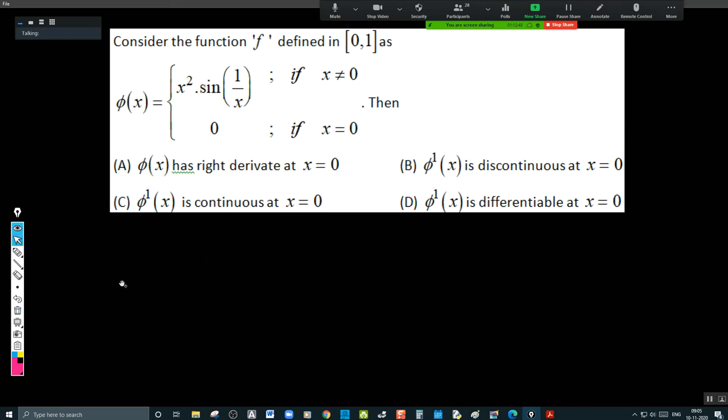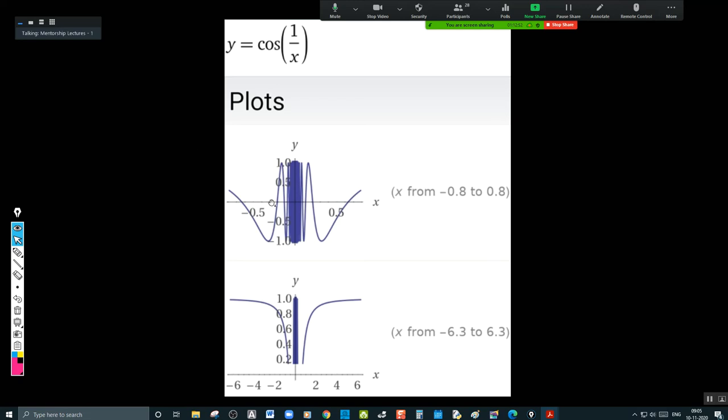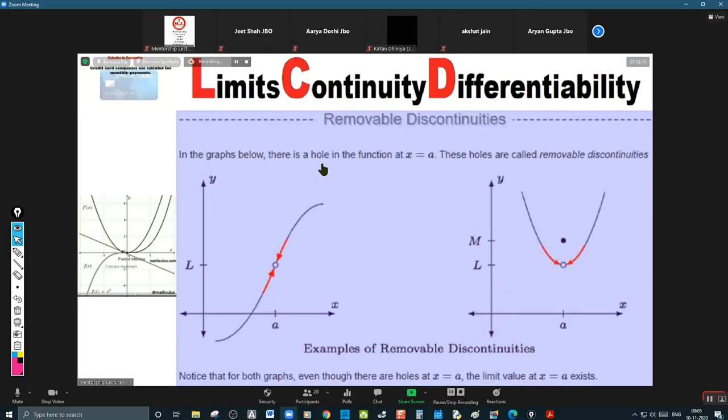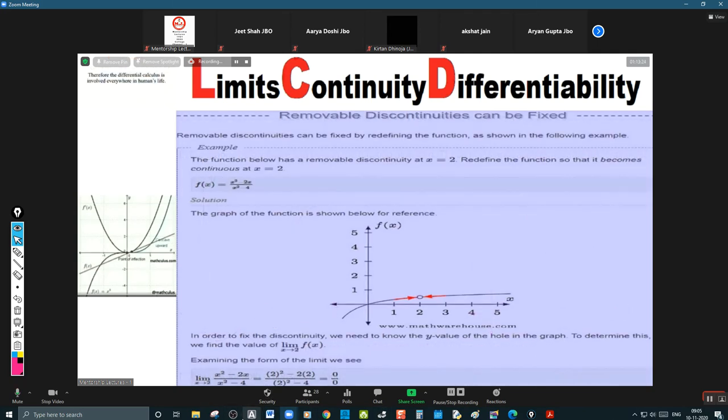Hope we did it, and we are moving forward. This is what I'd like to show you. This is oscillating discontinuity. Even I have shown it in the images also. In the images also, I have taken it up. Let me show you one moment. Is it moving or not? Removable discontinuity is stable? No, it's changing. Just a moment.